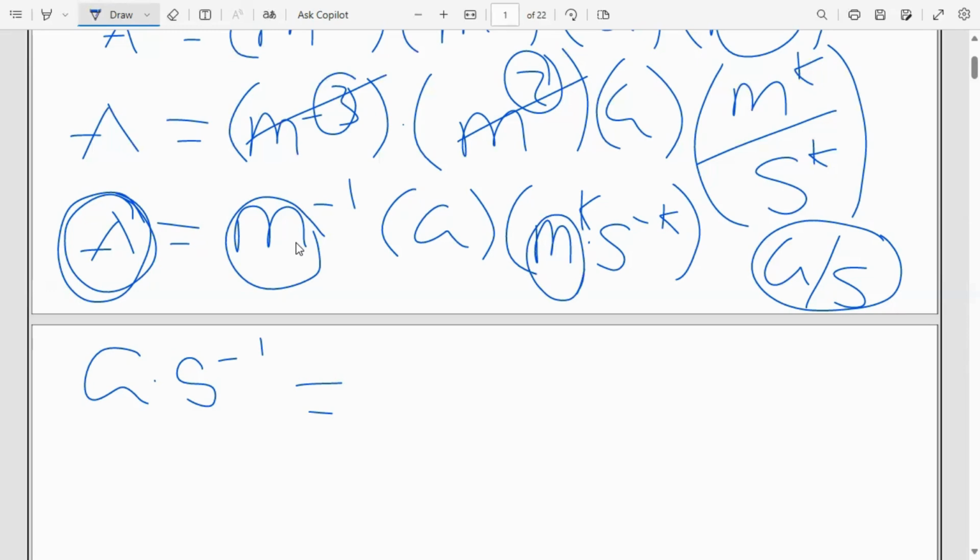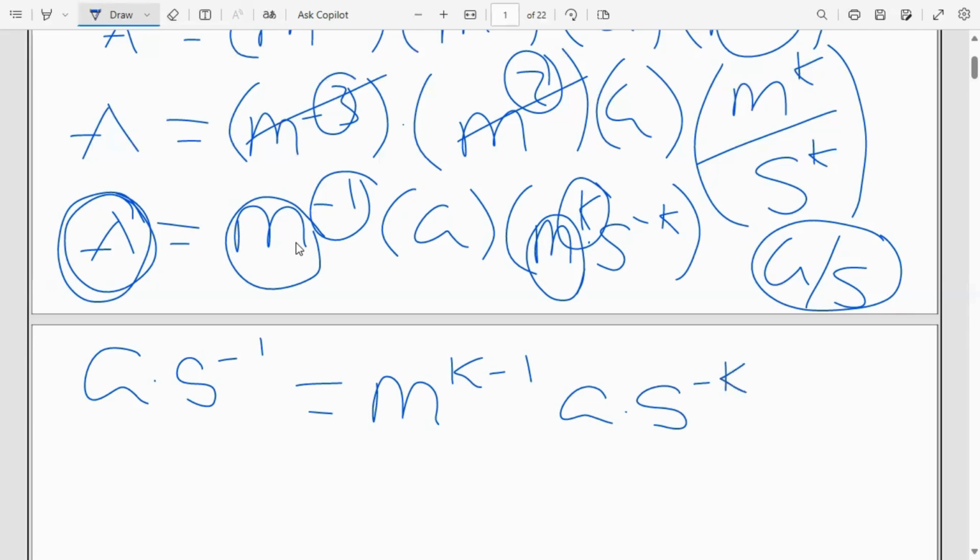So what are we going to do? Let's add those two powers again. So what are we going to remain with? We're going to have m to the power k minus 1. So I've just taken this power and that power and added them together because they have the same base. I'm also having C here, which is still remaining. And I'm also maintaining my s multiplied by s to the power minus k, like that. Okay.